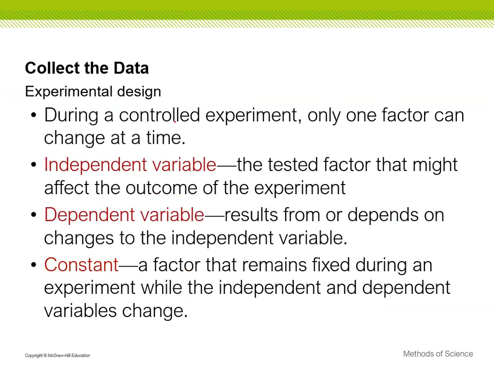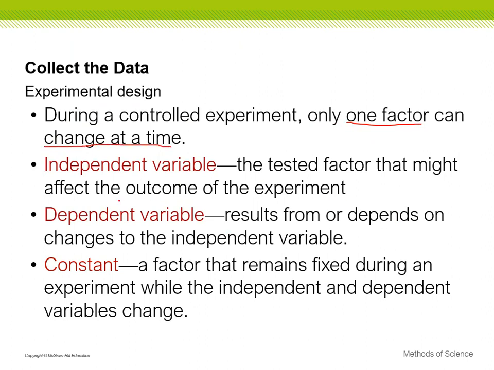So when we have a controlled experiment, we can only change one thing at a time. I can't give my group a fat burning pill and also make them eat fewer calories. The diets have to be the same, the exercise has to be the same. Only the pill has to change, right? So only one factor can change at a time.